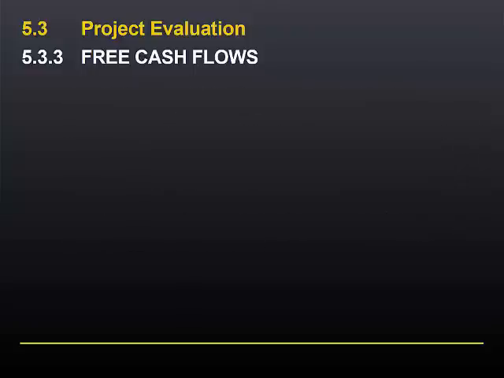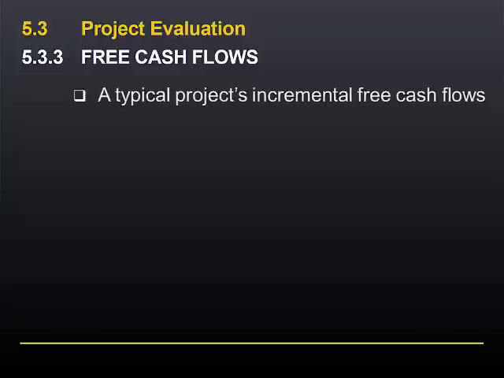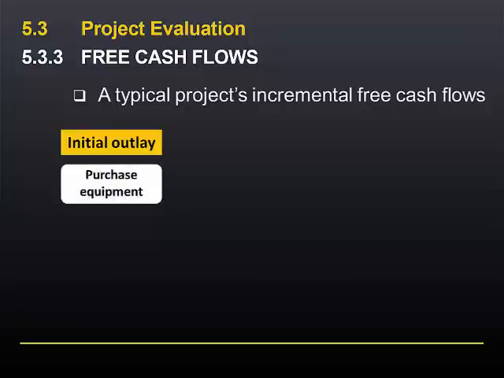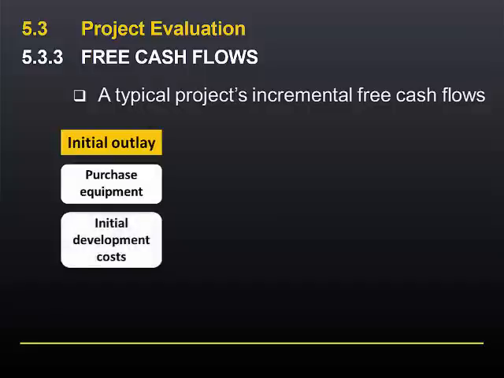On this slide I will summarize the incremental free cash flows associated with a typical project, and then in the remaining modules in this topic we'll go through all of these cash flows one by one. There are some cash flows associated with the commencement of the project. In terms of the timing of these cash flows, we say that they occur immediately or at time period 0. Often we need to purchase equipment. There may be other initial development costs to get the project up and running, and often there is an increase in net working capital.